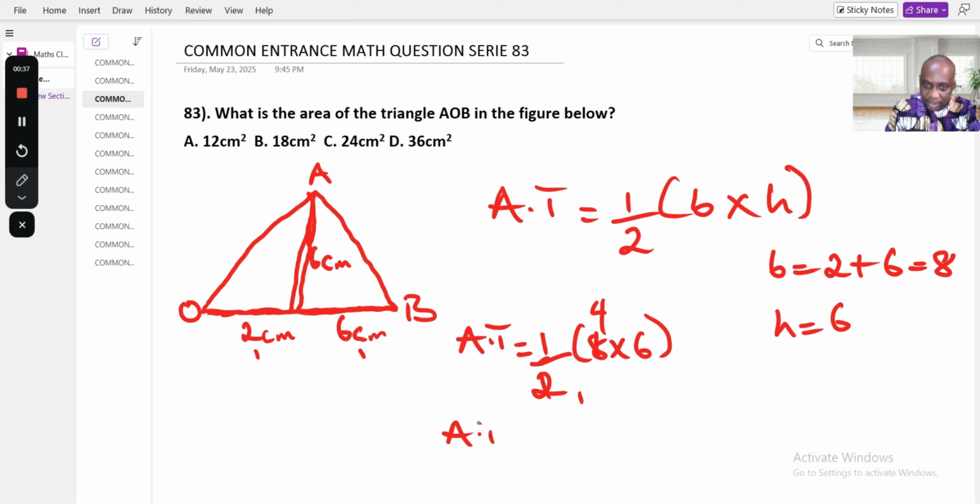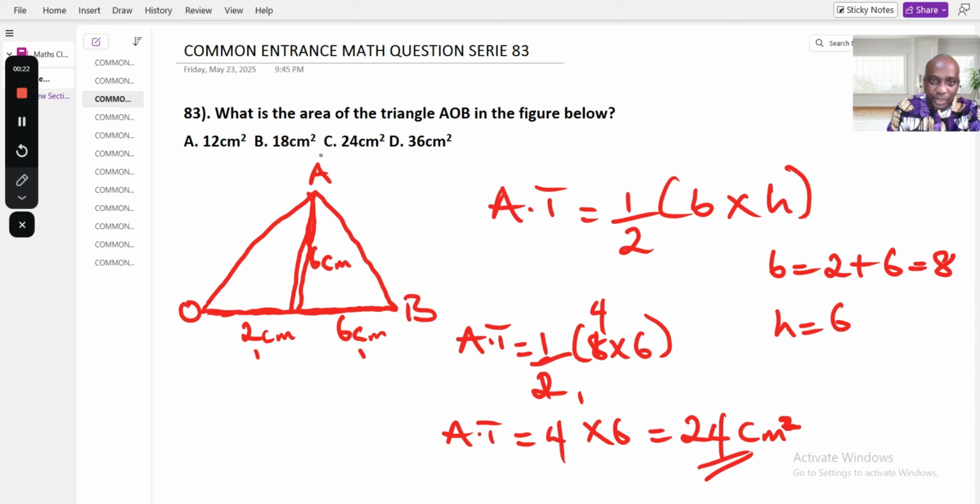4 times 6 is going to give us 24 cm². This is our final answer. Do you have 24 there? Yes, C. Our final answer is C. Let's move to the next question.